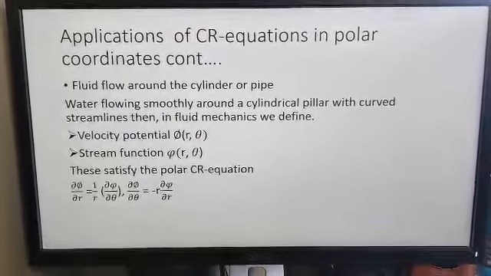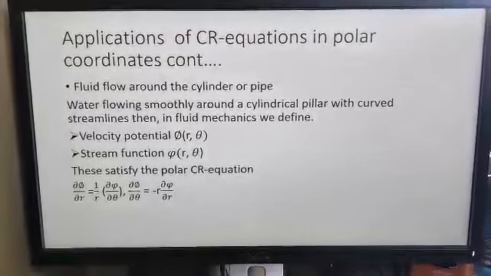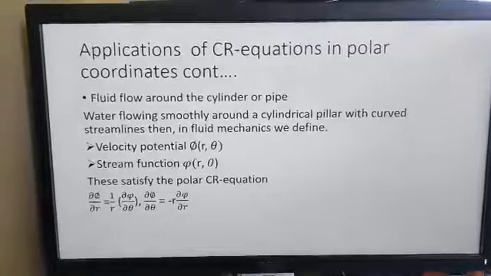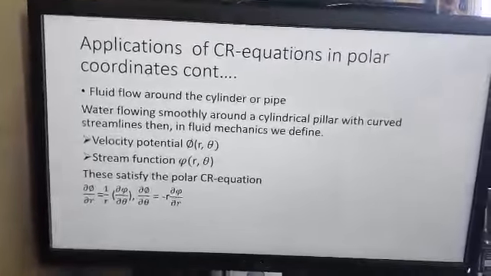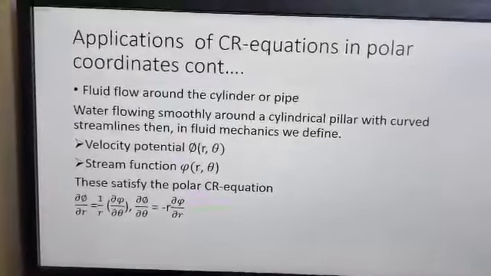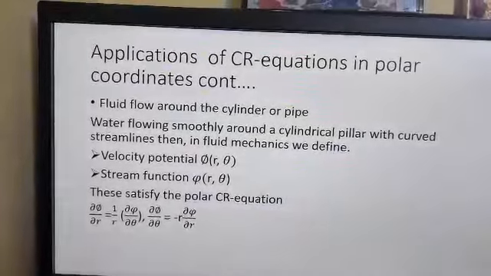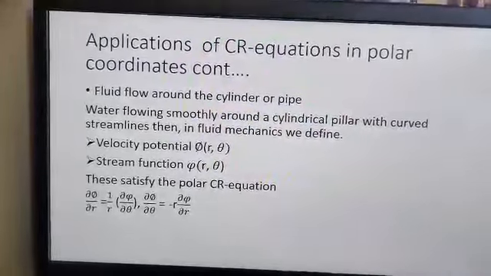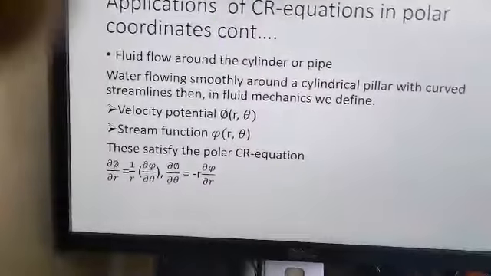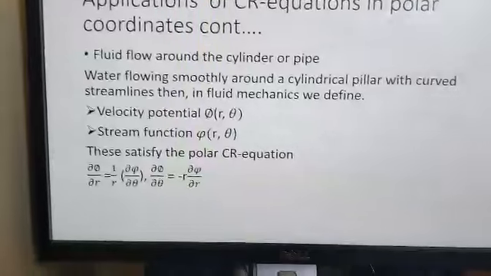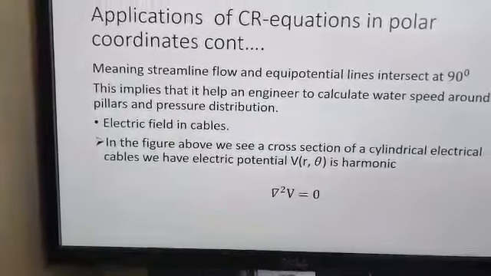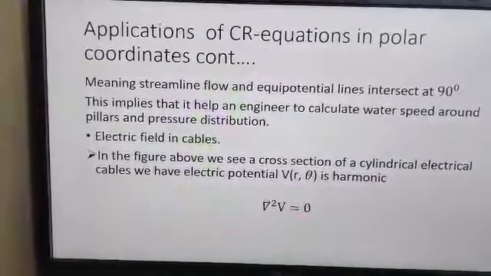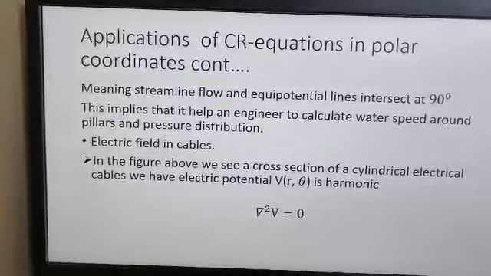In fluid flow along a cylinder or pipe, water flows smoothly around a cylindrical pillar with curved streamlines. In fluid mechanics, we can define the velocity potential as phi in brackets r comma theta, and the stream function as psi in brackets r comma theta. This satisfies the polar Cauchy-Riemann equations, whereby the partial of phi over r equals 1 over r times the partial of psi over theta, and the partial of phi over theta equals negative r times the partial of psi over r, meaning streamlines and equipotential lines intersect at 90 degrees. This helps an engineer to calculate water speed around the pillars and pressure distribution.